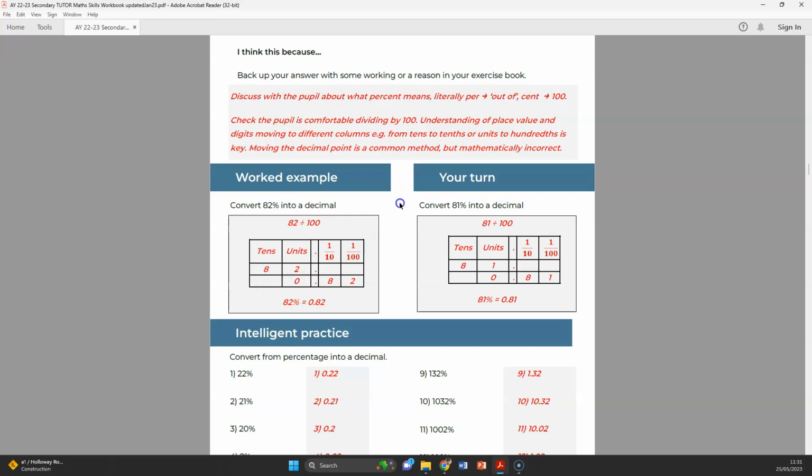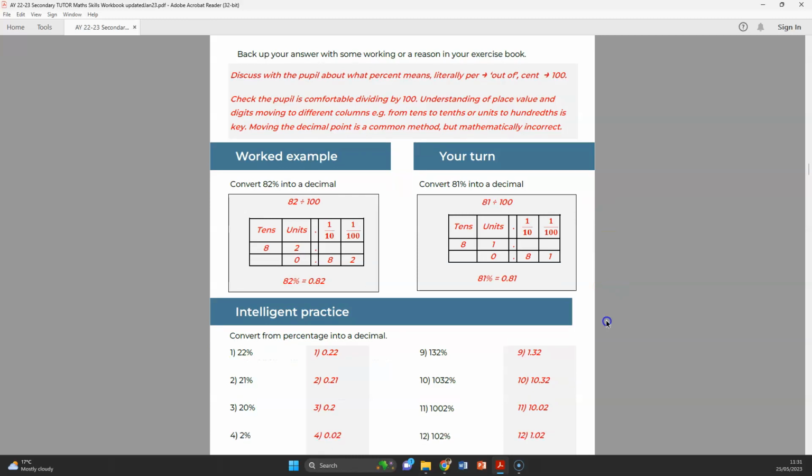Then there'll be a your turn question. This is for pupils to look back at what you did for the tutor worked example and emulate it to try a question for themselves. So get pupils to have a go at that, ask them how they did it if appropriate.